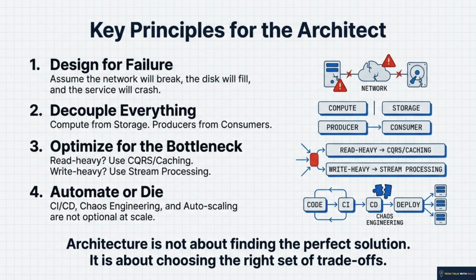To wrap up, here are the 4 rules for the architect. Design for failure. Assume the network will break and the disk will fill up. Decouple everything. Separate compute from storage. Producers from consumers. Optimize for the bottleneck. If you are read-heavy, use caching. If write-heavy, use streams. Automate or die. You cannot manage 1,000 services manually. CI/CD and autoscaling are mandatory.